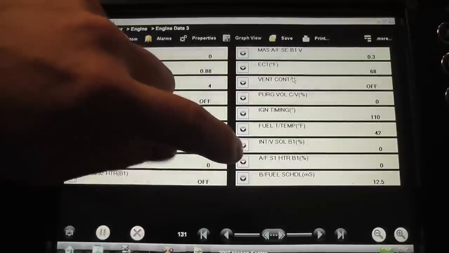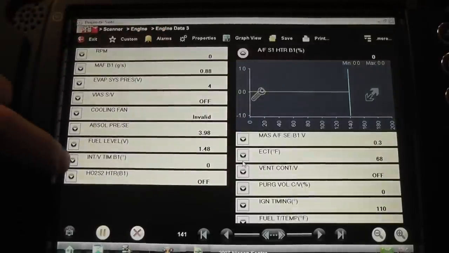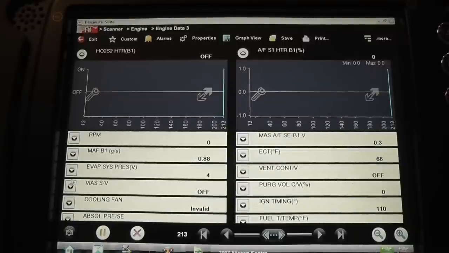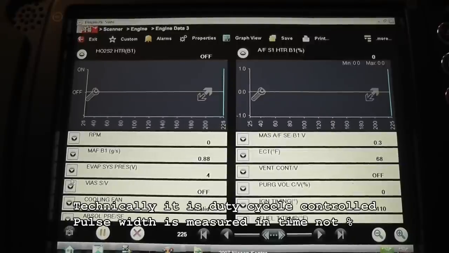There's a percentage, check it out. So we know a little bit about this now without even going to the car. It's hard for you guys to see that display, but that says AF S1 HTR B1 percentage. This is a pulse width modulated heater circuit. The fact that I'm getting a percentage data PID would tell me that. Otherwise, it wouldn't be a percent.